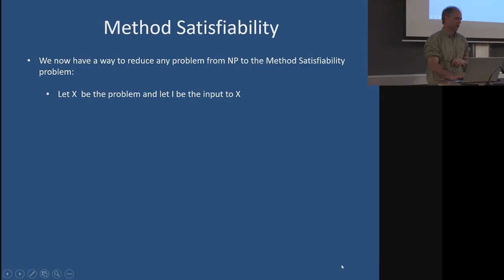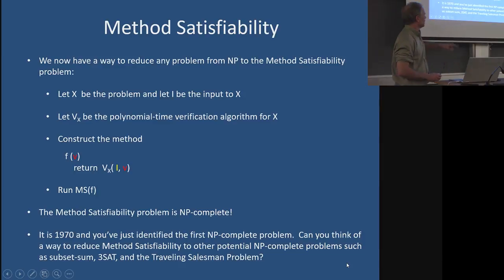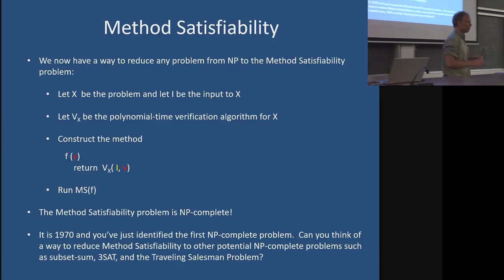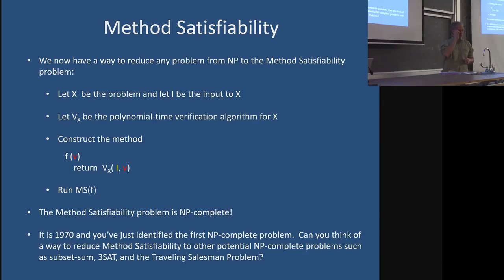Okay, and this just summarizes it. This is what we've been saying. Now, let's pretend it's 1970. And we as a class have just defined the notion of NP completeness and proven that the method satisfiability problem is NP-complete. What's next on our list of things to do?